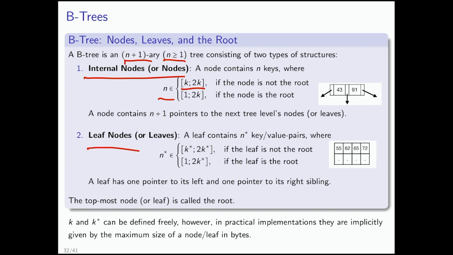You have to define a k and a k star. That depends on the sizes you're targeting. We'll see that in a moment. But it must be in that range. So it's not from 0 to k-1, it's from k to 2k. And the same holds on the leaf level: it's k star to 2k star if it's a leaf. So it's a half-full property.